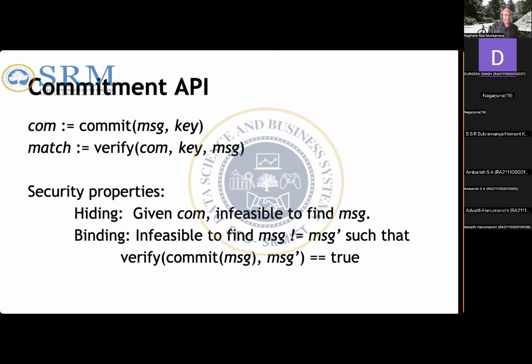So the reason why this commitment API works is one of the properties of the hash value, we have seen this one of the security properties, right? It is nearly impossible to find two different values, for example, a key and message, that will produce the same hash value.